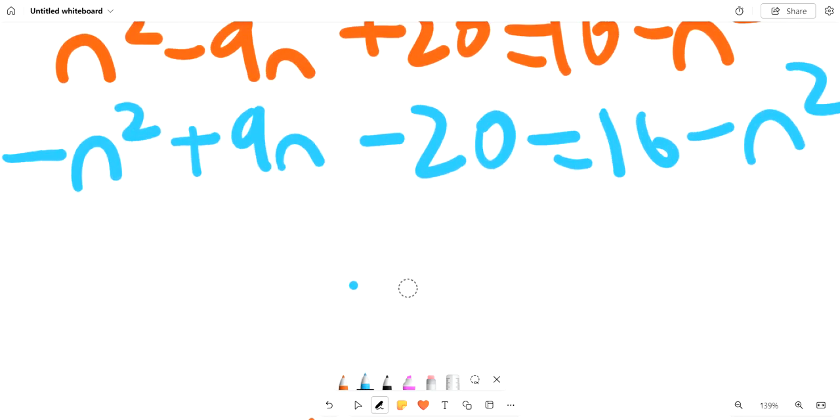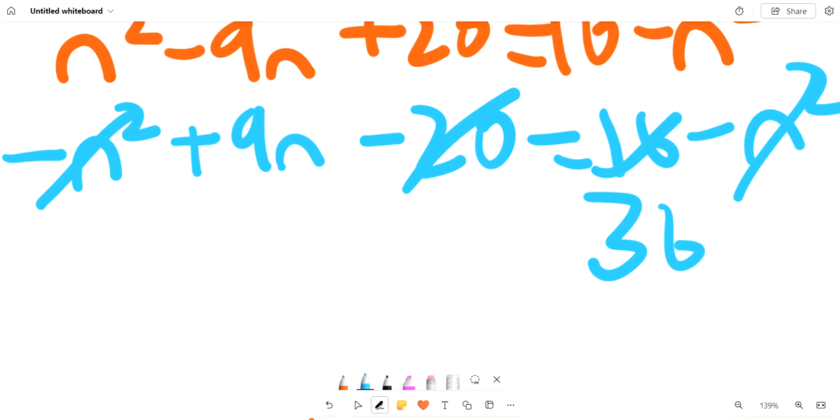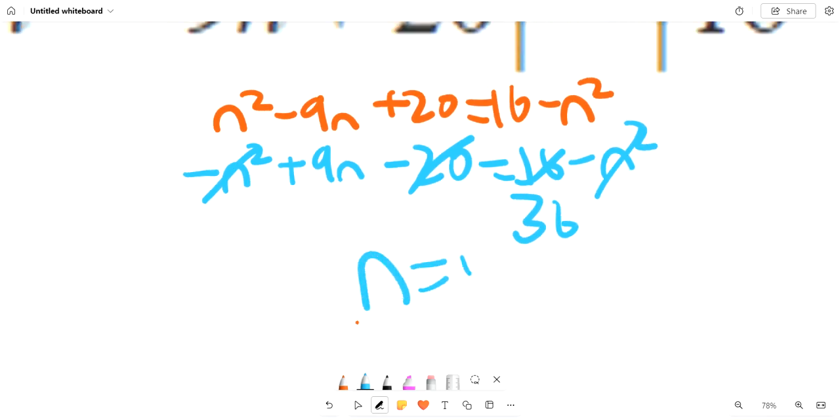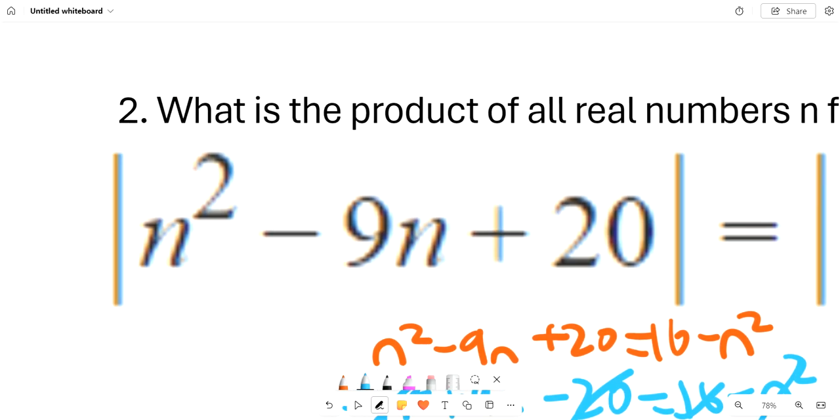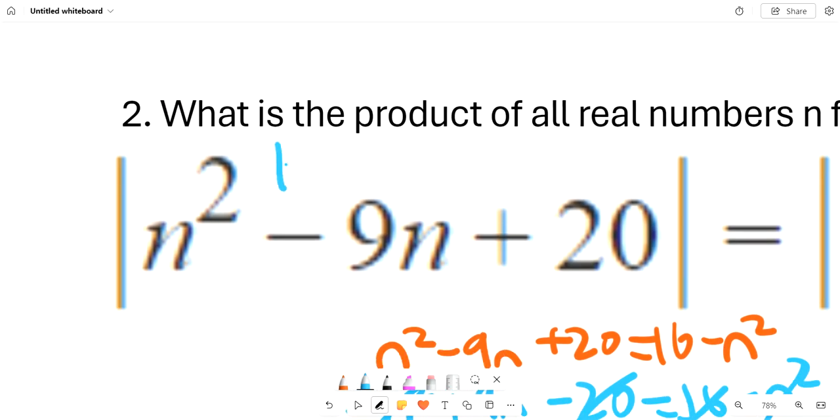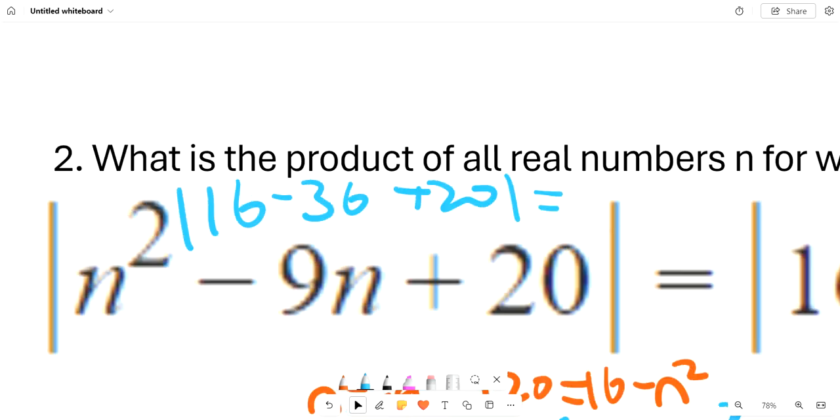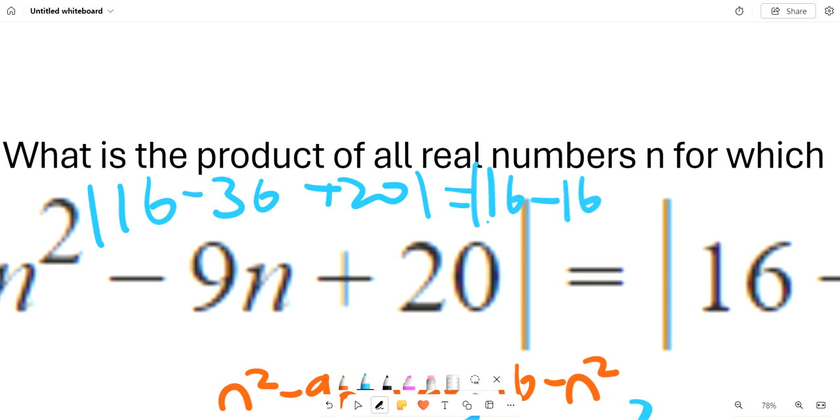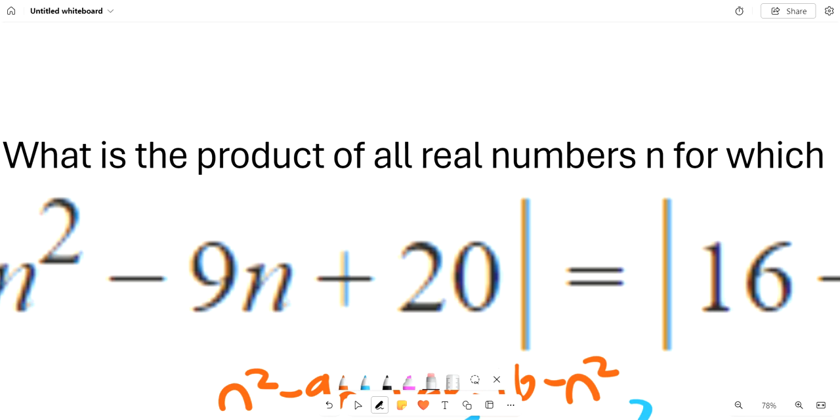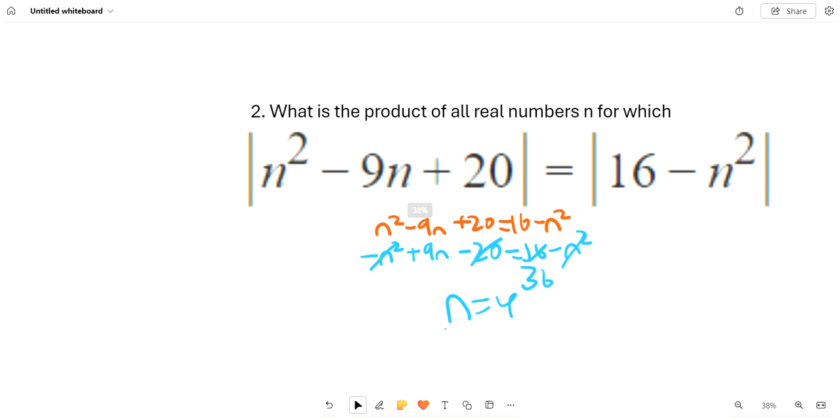So we can first start off by solving this blue one. Canceling the n squared terms and then adding 20 on both sides, we have 9n equals 36, so we know that n equals 4. Checking this, we can see that it's just 16 minus 36 plus 20 equals 16 minus 16. So this checks out, and so we know that n equals 4 is a definite solution.